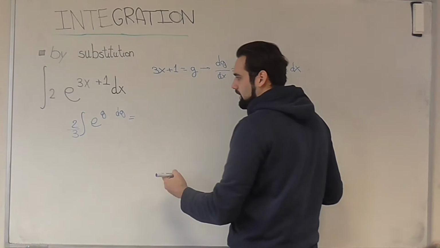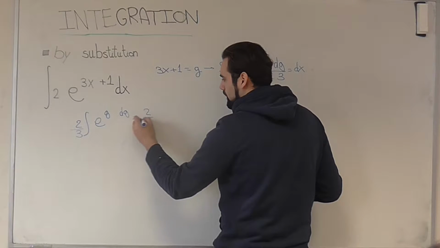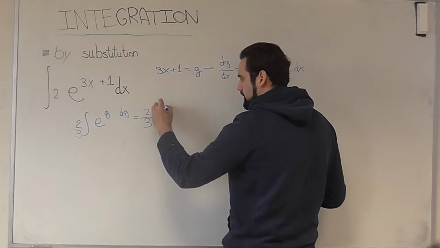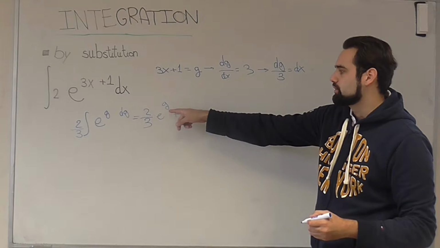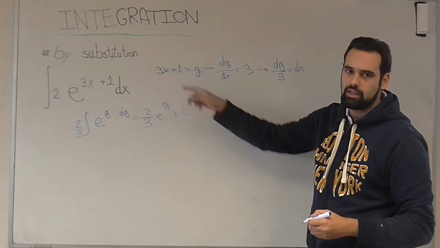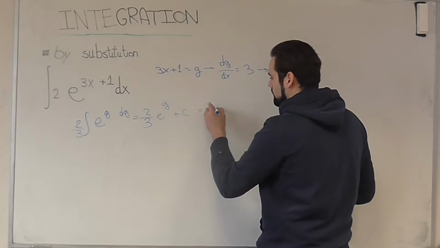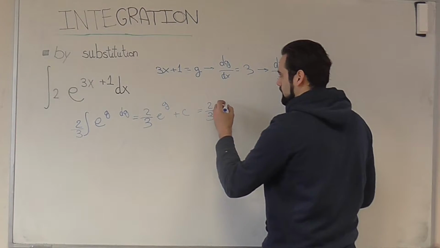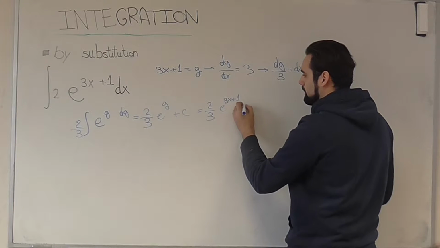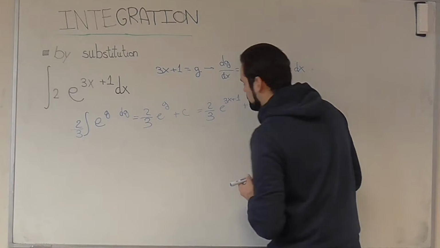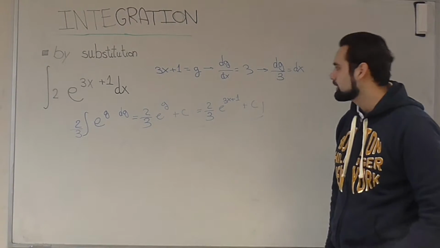So this is just a simple integration. So 2/3 of e^g plus the c, which is the same as changing the g and putting it back to its original form. So 2/3 of e to the power of 3x plus 1 plus the constant, and that's the second solution to the exercise.